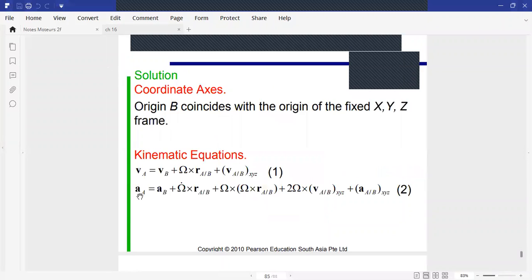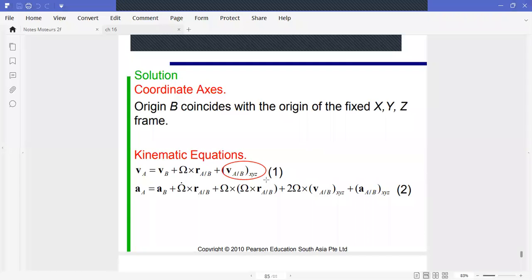Okay? And AA is equal to AB plus alpha vectorial BA minus omega square BA plus 2 omega vectorial V relative. This is the Coriolis acceleration, plus A relative. What we want to calculate in our problem is these two. We want to calculate the relative velocity of A with respect to B, so it's the velocity measured by the pilot of B, and this is the relative acceleration. These are the terms we want to calculate. We know everything else. Okay?